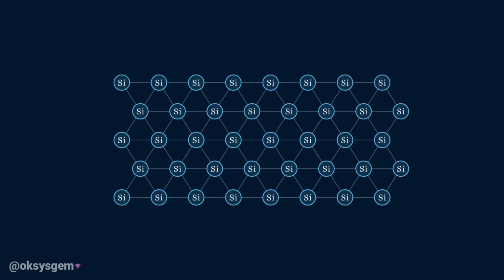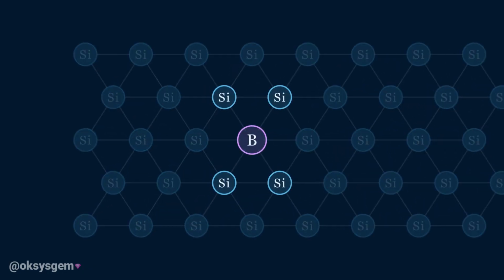A second layer is commonly doped with boron. Boron has only 3 electrons in its outer shell, which is 1 fewer than silicon. When boron is added to the crystal, one of the usual bonds is left incomplete. This missing electron behaves like a positively charged space, known as a hole. The layer containing these holes is called p-type silicon.